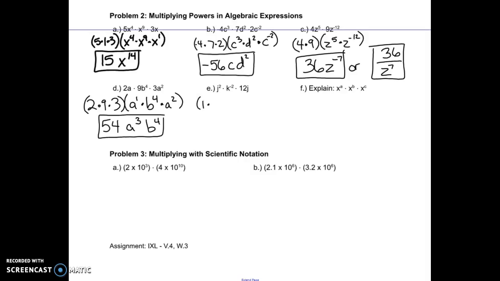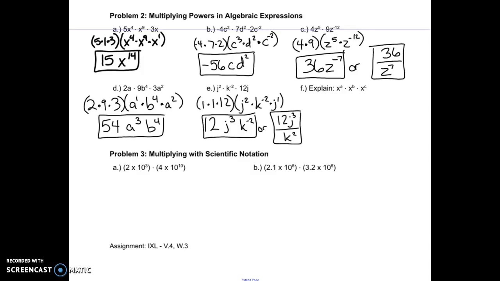Again, so I've got 1 times 12, J to the 2nd times K to the negative 2nd times J, again, is the invisible 1. 1 times 12 is 12. I'm going to add my exponents on my J's, so J to the 3rd, and then K to the negative 2nd. So just like in example C, I could simplify that further. I could say 12 J to the 3rd over K to the 2nd without those negative exponents.